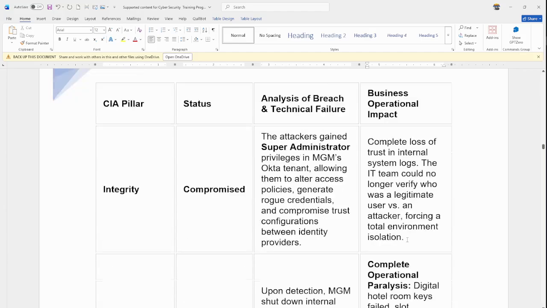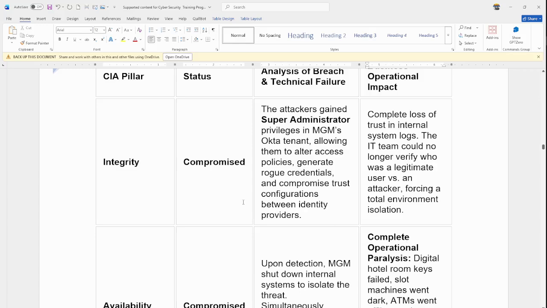Okay. So then integrity. Okay, it got compromised. Integrity also got compromised. So he generated the credentials. Okay. Trust also got compromised. So all the identity also got compromised, along with the integrity.